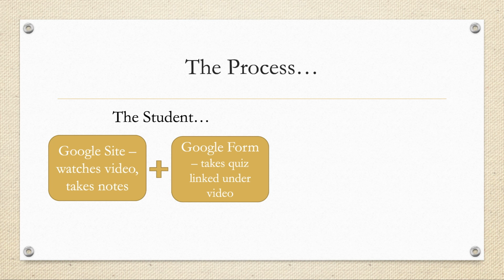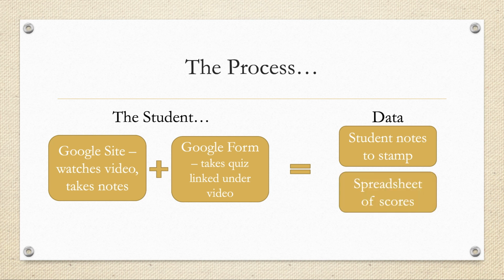This results in 2 data points. One being the notes you are stamping. Believe it or not, the student's binder grade is a data point. It lets you know, shy of watching the videos with them, that they watched the video and gave effort to their note taking. The next data point being the beautiful spreadsheet that is created once your students take the Google form quiz. That means you'll have one spreadsheet for every formative assessment you give.